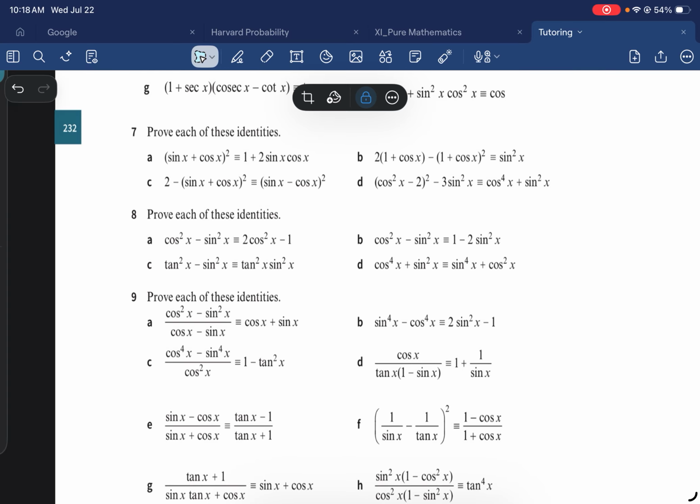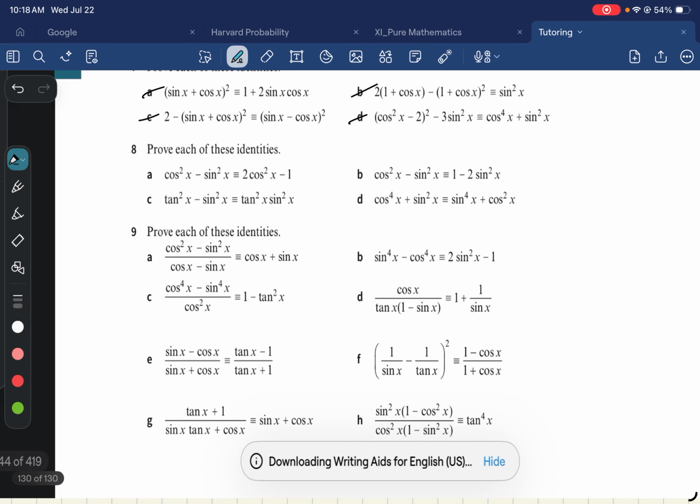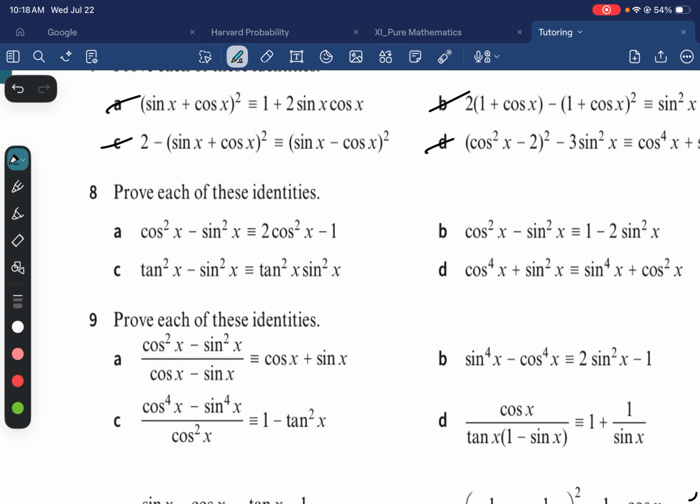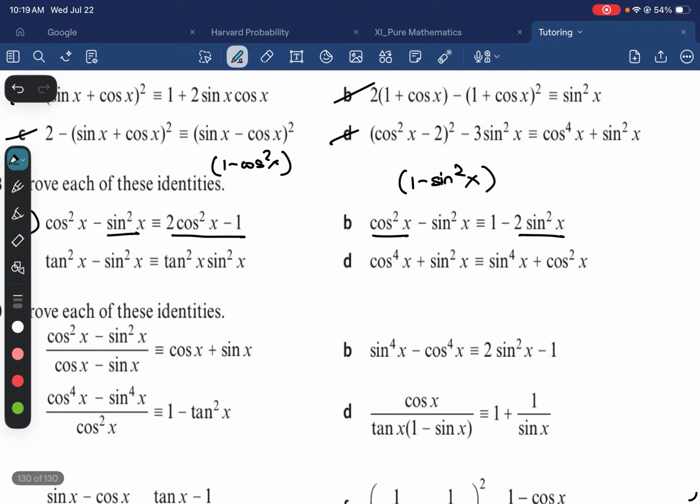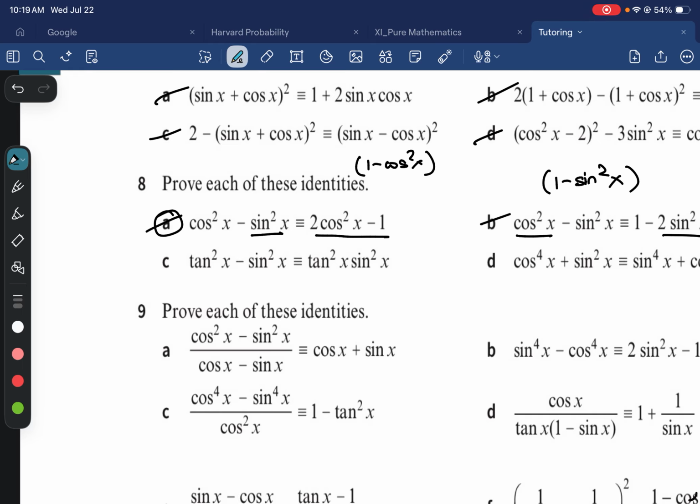Question 8 says, now we're not going to do all of them because I think now that you have enough ideas. So 8a, because our right-hand side is in terms of cos, substitute sin squared x as 1 minus cos squared x, and you'll get your answer. All right, 8b. Because we have sin squared x here, substitute cos squared x as 1 minus sin squared x, and you'll get your answer. Very, very simple here.